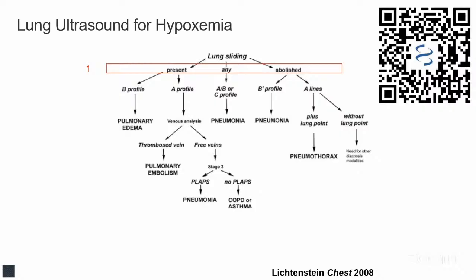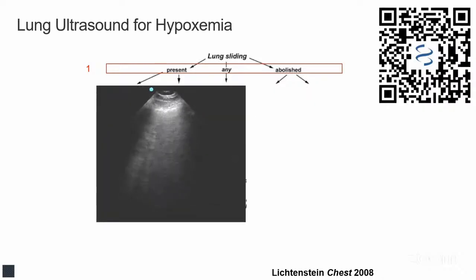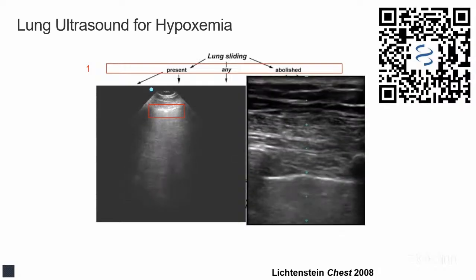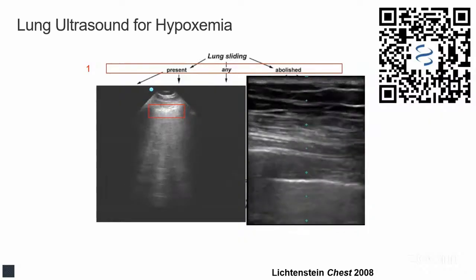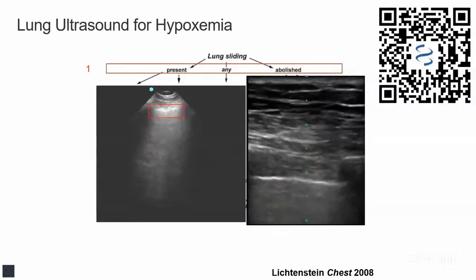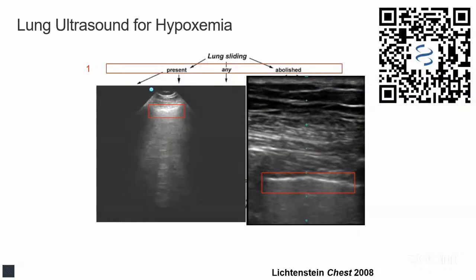The first question he asked is, hey, is lung sliding present? And you can look here at this clip where I highlight the glistening, shimmering of lung ultrasound, and you can say, yes, lung sliding is present. We go down this channel. As a reminder, this is what non-present lung sliding would look like in a patient who had a pneumothorax.